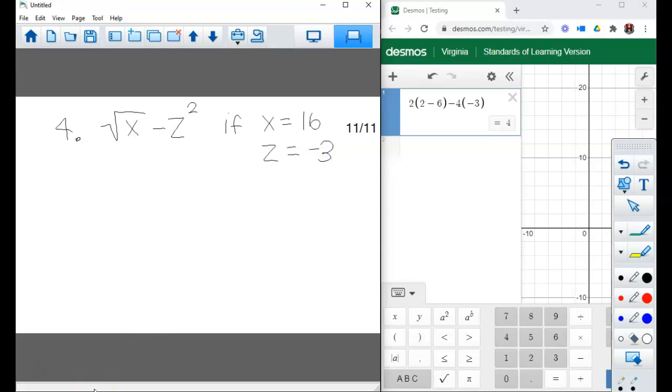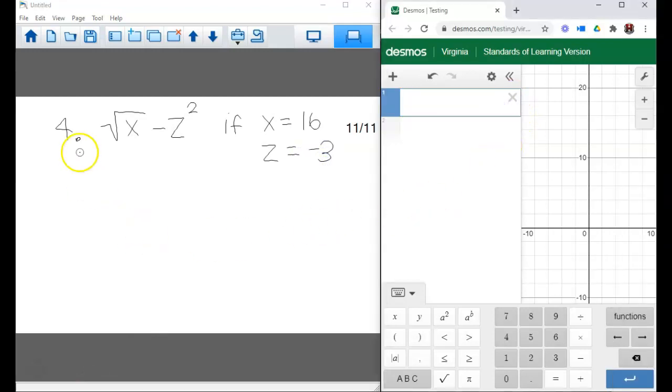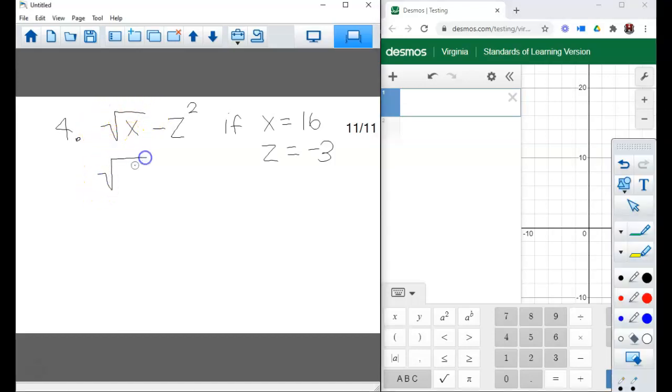Okay, so here's the next one we'll do. You'll notice this funny looking symbol. That is your square root symbol that you've seen in the past, and it is located on your Desmos calculator right down here on the bottom row. Okay, so the first thing we're going to fill in is x. We're going to do the square root of whatever x is. No parentheses are required for that. You'll just put the 16 inside of that square root.